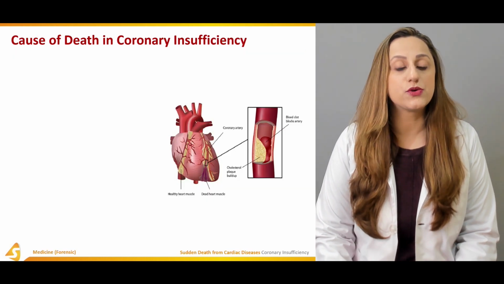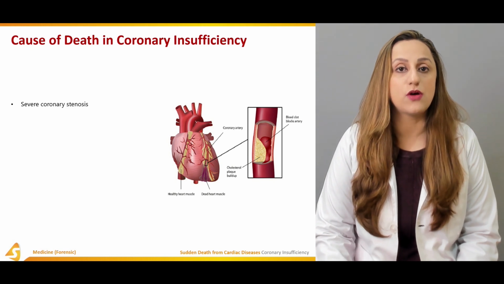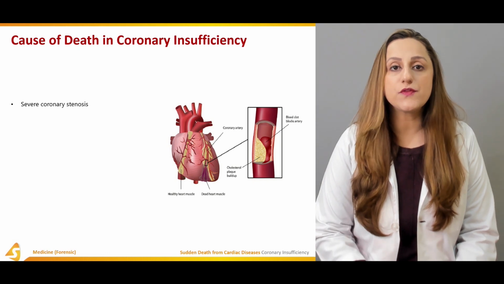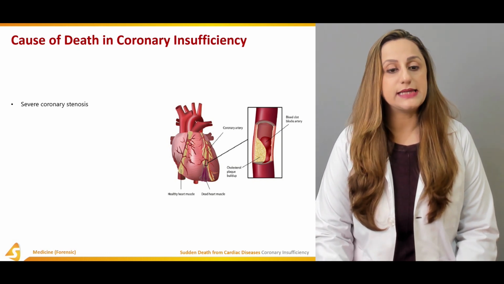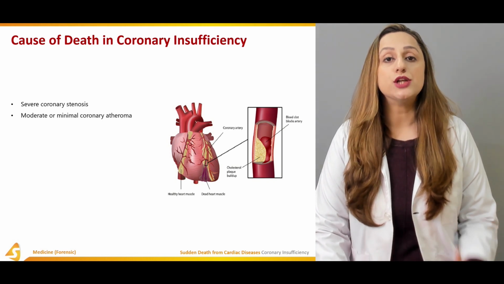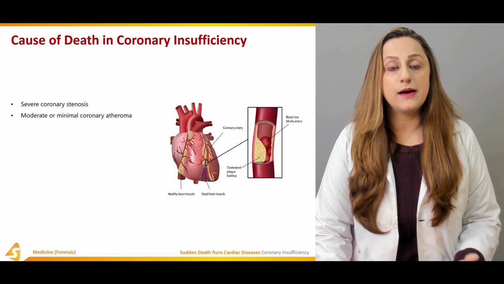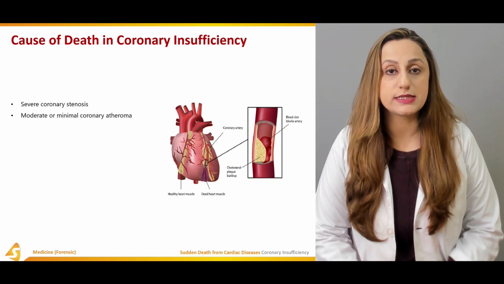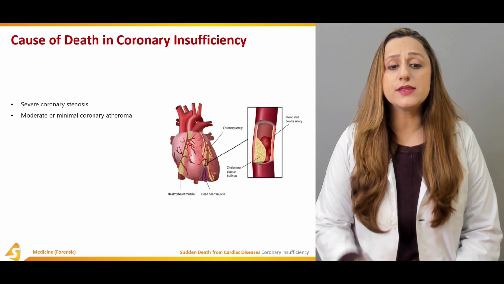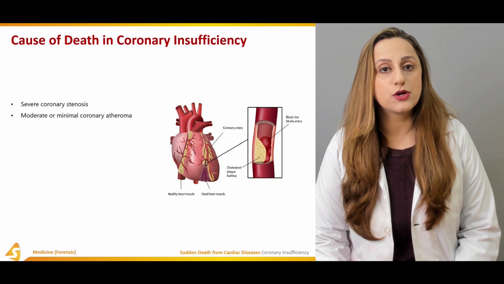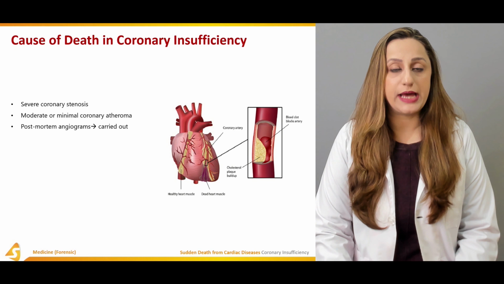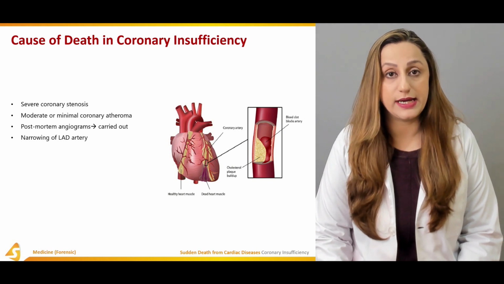For the cause of death in coronary insufficiency, there can be a lot of causes, but severe coronary stenosis can be one of the underlying pathologies. It can be due to infections, tumorous conditions, or thrombus formation itself, but the end result should be the stenosis that causes the coronary insufficiency. Then there can be moderate or minimal coronary atheromas at this level. The post-mortem angiograms have to be looked for, and they're carried out at this level.